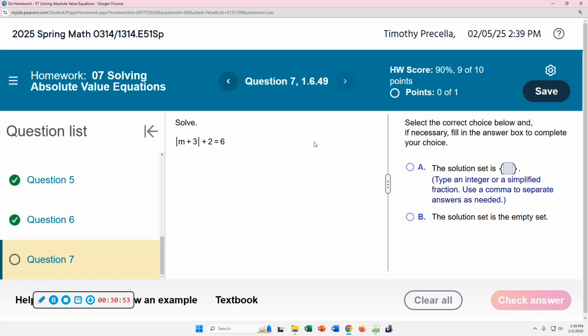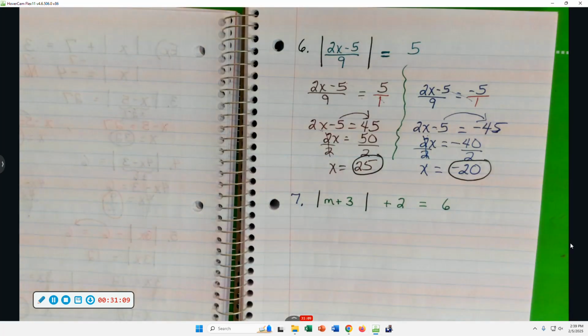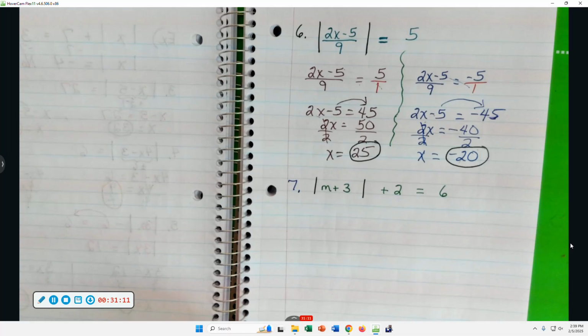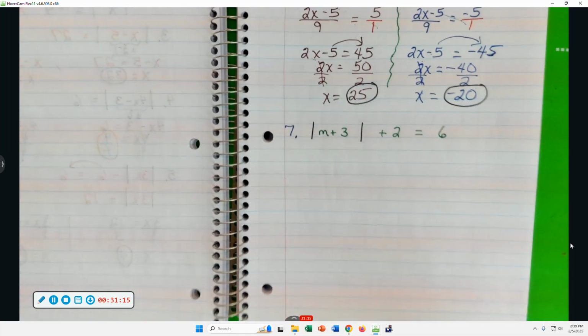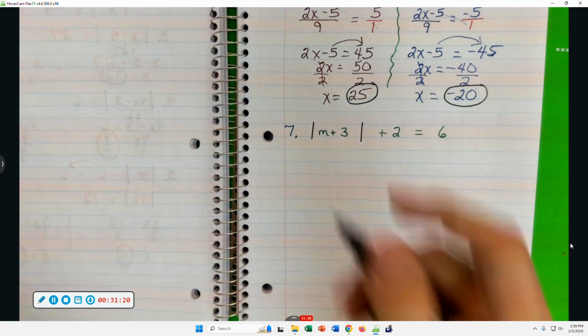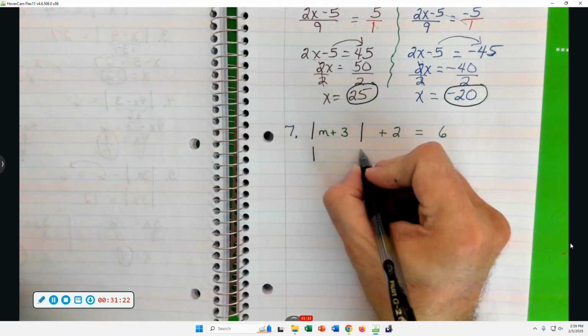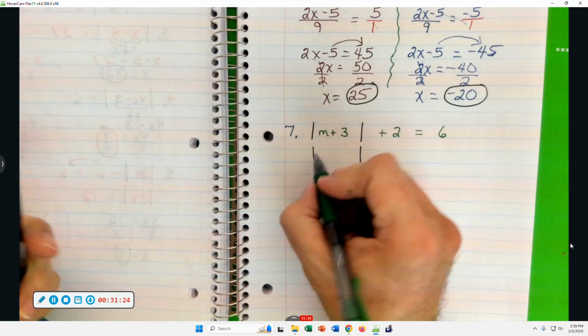Now, that's not the absolute value of m plus 3 plus 1. That's an m plus 3 inside the absolute value bars, and then a plus 2 equals 6. There's only one correct first step. Minus the 2. You've got to isolate those absolute value bars first. Always, always, always isolate those absolute value bars.